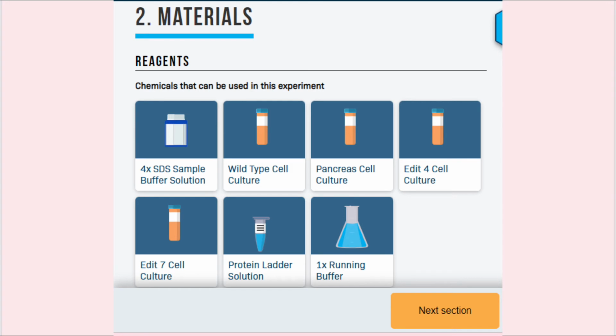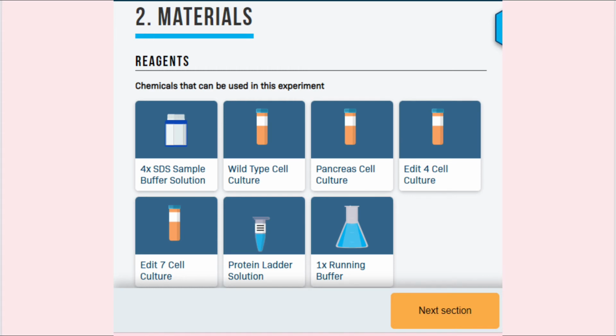The second one is wild type cell culture, a tube containing a culture of wild type unedited macrophage cells, and the third one is pancreas cell culture, a tube containing a culture of pancreas cells. The fourth one is edit 4 cell culture. It is a tube containing CRISPR edited macrophage cells, edit 4. Edit 7 cell culture is a tube containing another line of CRISPR edited macrophage cells. Next is protein ladder solution, a substandard called protein ladder containing pristine protein of the following sizes.